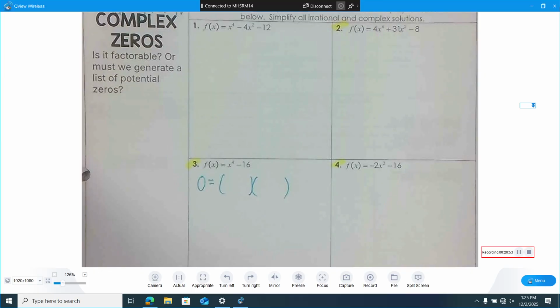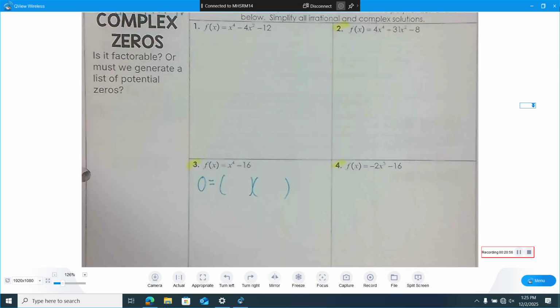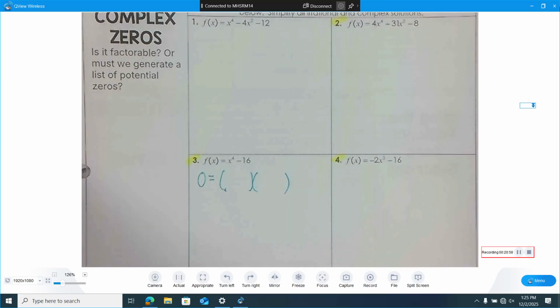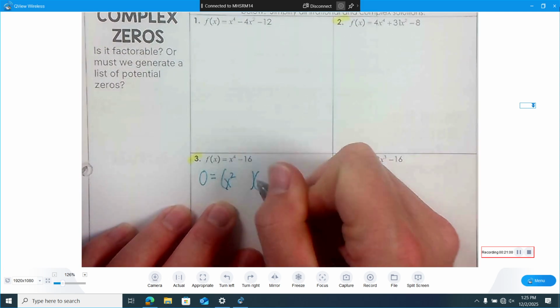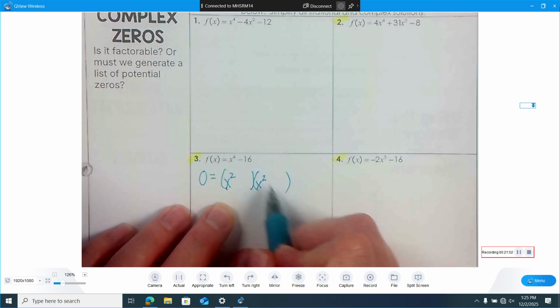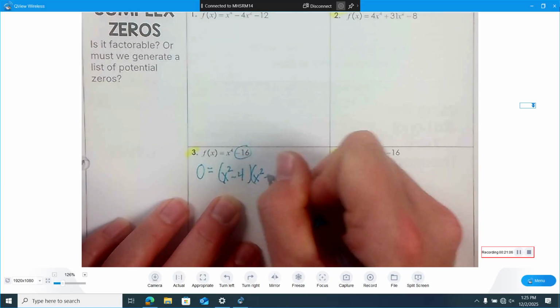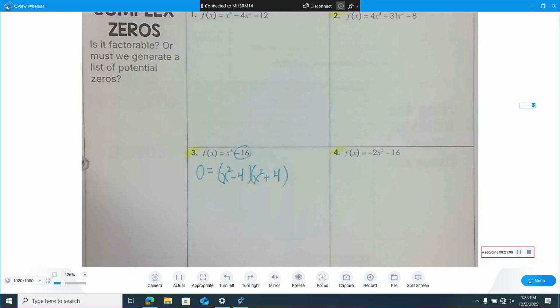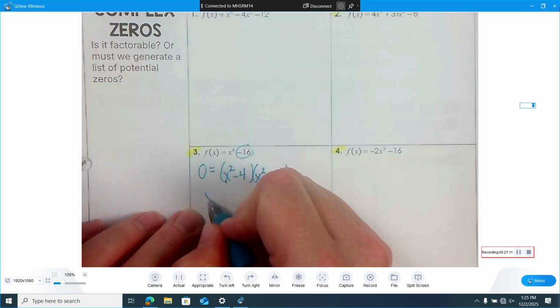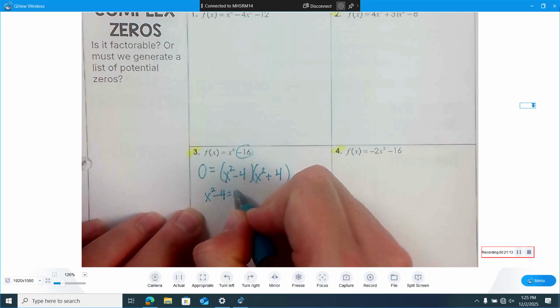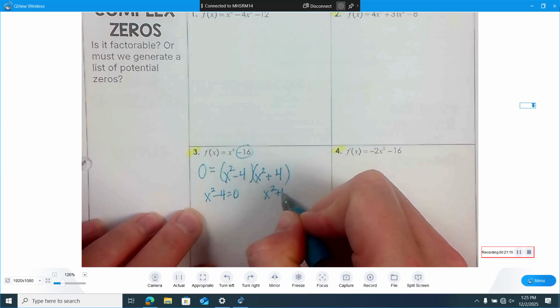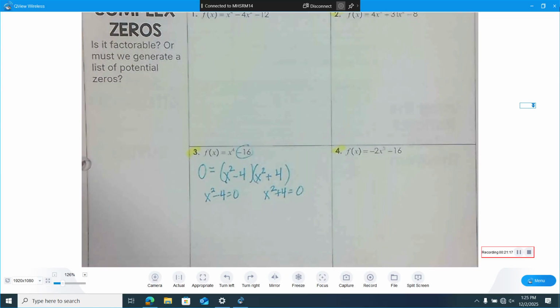We haven't done too many of these. What times what is x to the 4th? X squared times x squared. And what times what is negative 16? Yeah, negative 4 and positive 4. And if I want to find the zeros, we set each bubble equal to 0. And then we can solve for x.